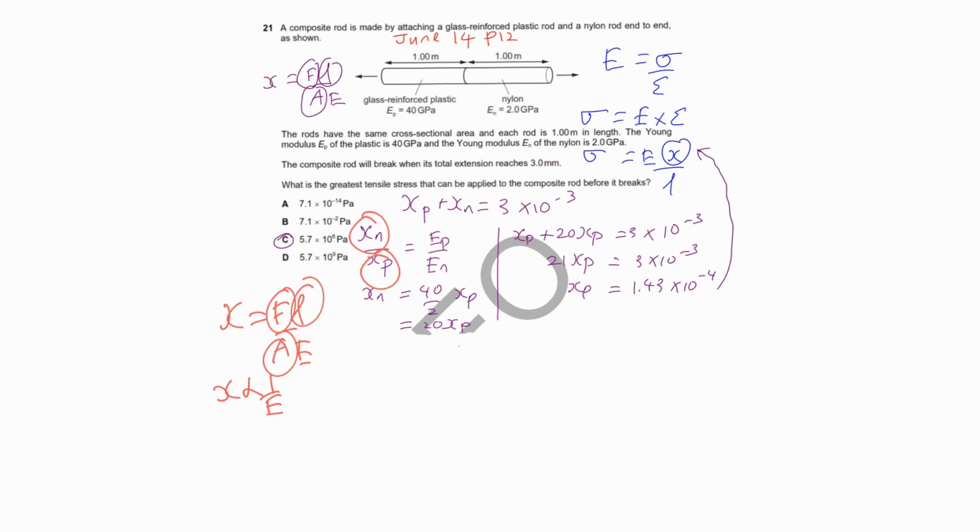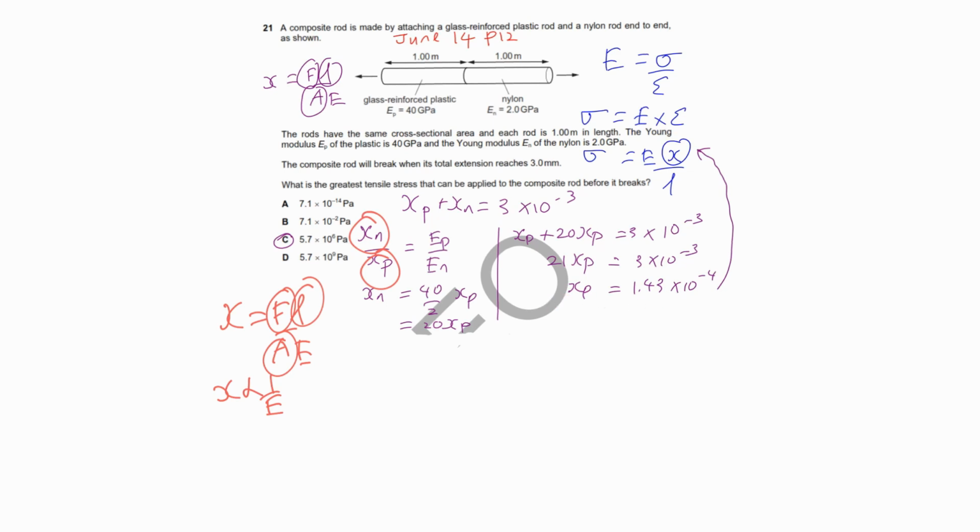So Young modulus of plastic is 40, Young modulus of nylon is 2. Alright, so you bring the extension of plastic over, so you have a second equation. So now we have two equations here. We can actually solve simultaneously. So substitute the extension of nylon as 20 xp here into this part. So you get xp plus 20 xp, and then finally you get the extension of plastic.